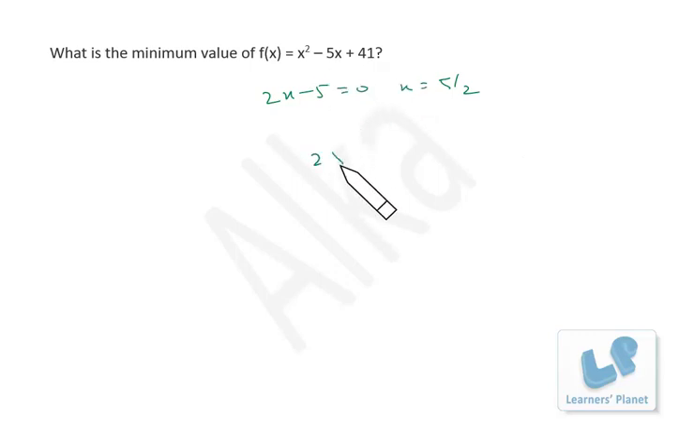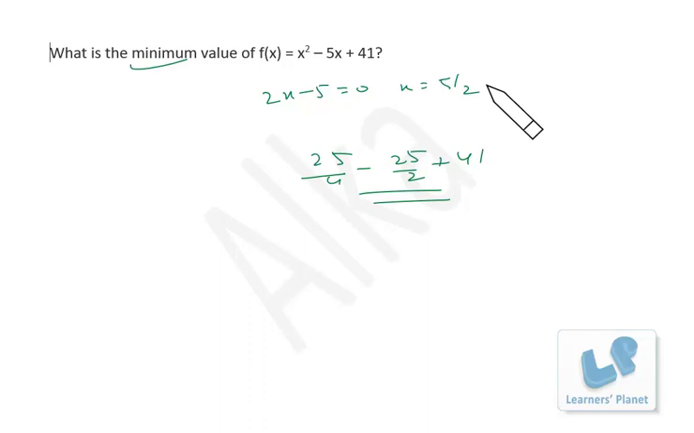So 25 by 4 minus 5 into 5 by 2, so that is 25 by 2, and plus 41. Just calculate this much and you will get the minimum value of this expression. Okay, so this was a problem from a previous year paper. So if you are clear with this calculus, you can do this problem very easily. Alternative methods are also there, but calculus is actually the general method which you can use in second degree, third degree or fourth degree, any degree equation, right? So I hope this thing is clear.